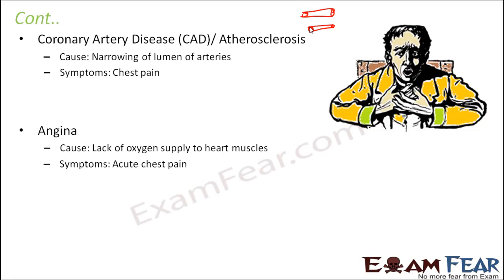But some of the common things that can be controlled to prevent any sort of circulatory disorder are: quit smoking, quit alcohol or reduce it to a large extent. Try not to be obese, that is, maintain a proper weight. Try to have a healthy diet and exercise properly.